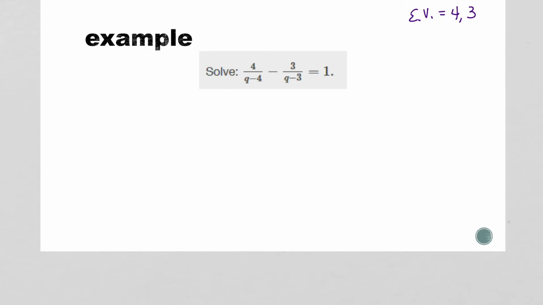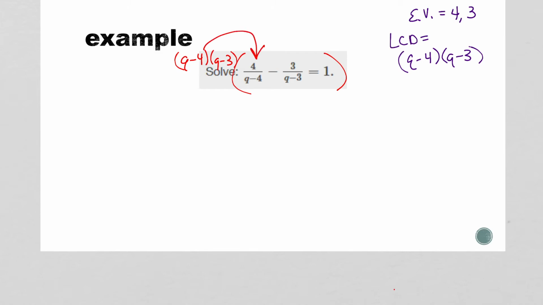Next thing I want to talk to you about is the LCD. The lowest common denominator looks like just our denominators put together. So there's our LCD. I want to multiply everything times Q minus 4 and Q minus 3. When I multiply this whole thing times that, the Q minus 4's cancel. I am left with what's in the numerator, which is 4 times Q minus 3. When I multiply this whole thing times this, the minus sign has to come down. So I've got a minus.